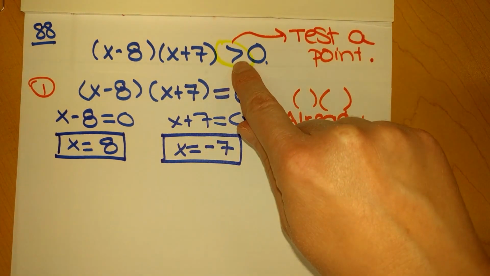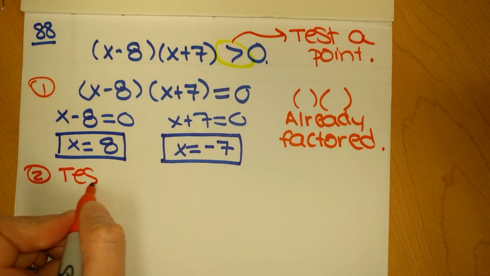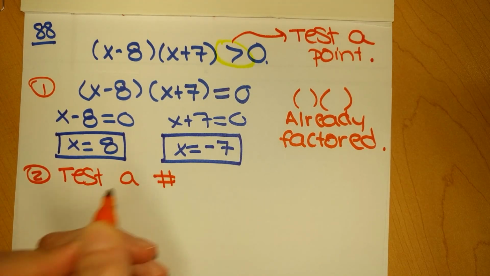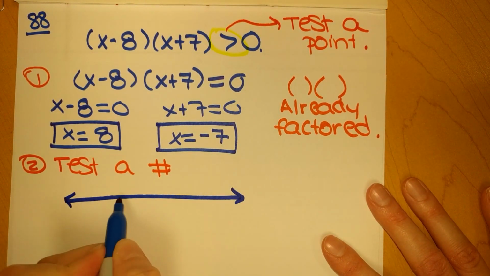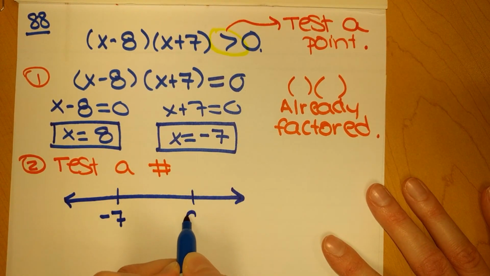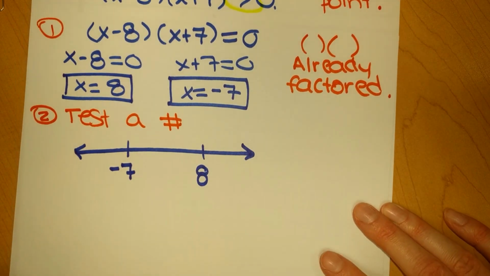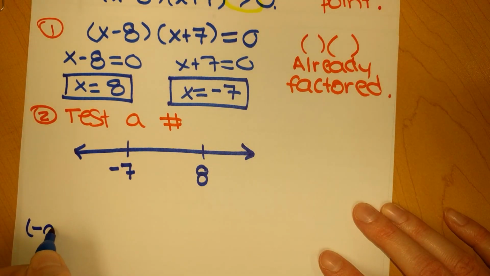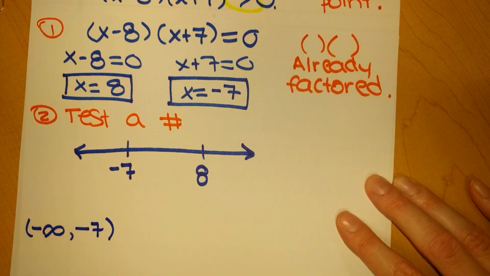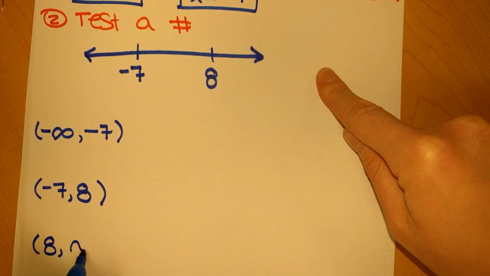But now, because of this greater than, we're going to have to go to step 2, where we are going to test a point or a number on this number line. So these two numbers, negative 7 and 8, are what we call the boundary points. And those will be labeled on the number line. What that does for us is it divides us into 3 separate test intervals. So we have the interval from negative infinity to negative 7, the interval from negative 7 to 8, and then a final interval from 8 to infinity.